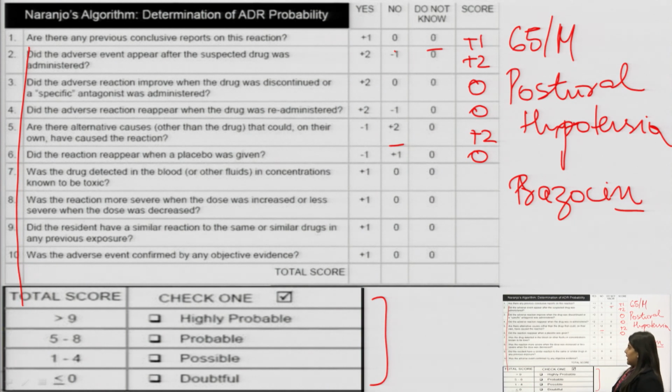Then, was the drug detected in the blood in concentrations known to be toxic? Now, as the field of medicine has developed so much, what I did was ask the patient to go and get the blood test done, right? So he goes and gets the blood test done, and within an hour or two I get the patient's blood report on my WhatsApp. So I look at it and I find out that yes, the prazosin is present in toxic amount in the blood. So that simply means my answer is what? Yes. Question number 7, was the drug detected in the blood in concentrations known to be toxic? So my answer is yes. So for yes, the score is what? +1. So I write +1 here.